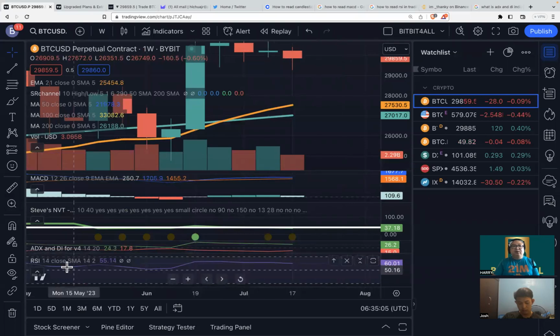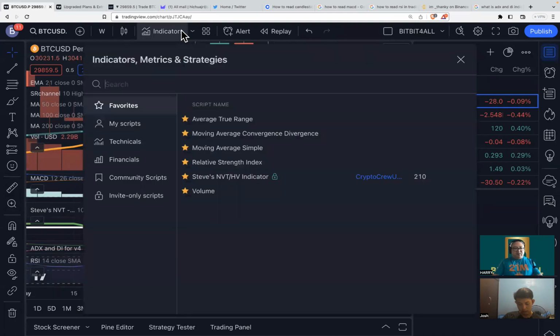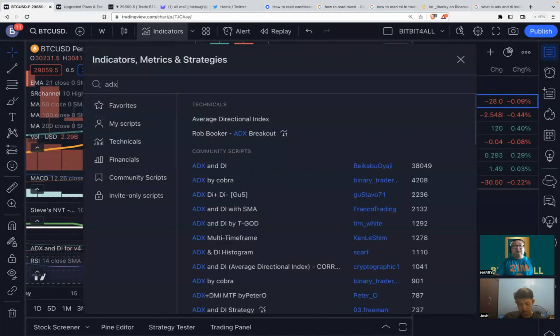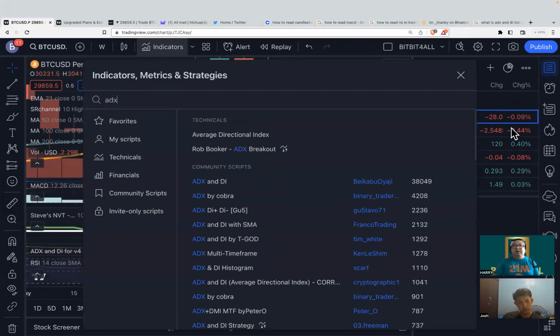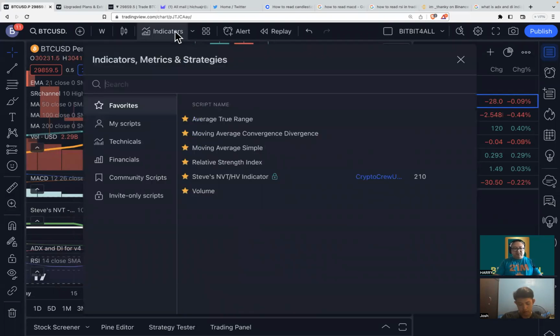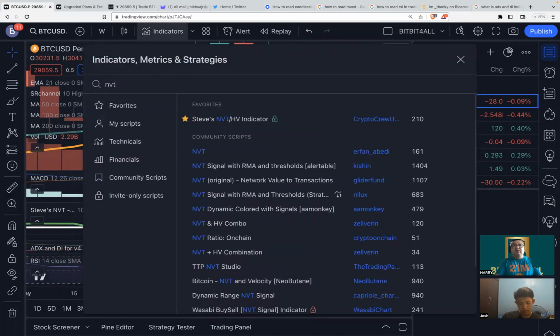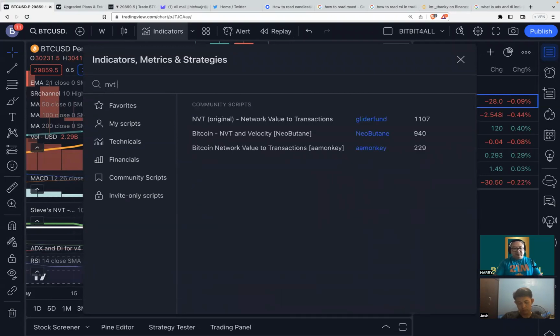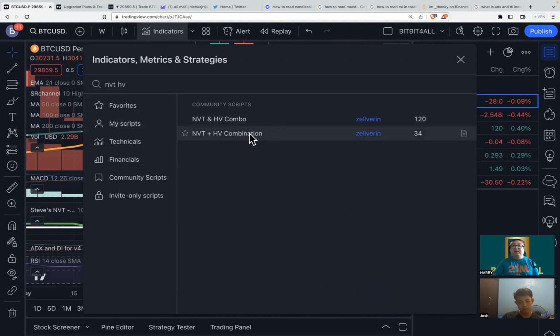I don't know if ADX and DI is also there. Meron pala, ADX and DI, so you can add it. Yes, you can, sir. Yung kay Steve, NVT, HV. Merong mga iba dito na free, kahit yan lang muna ang gagamitin ninyo. NVT and HB Community Silverine, free siya, so you just add it.